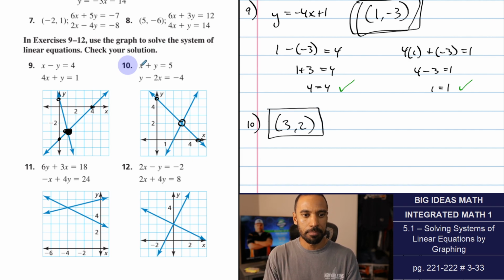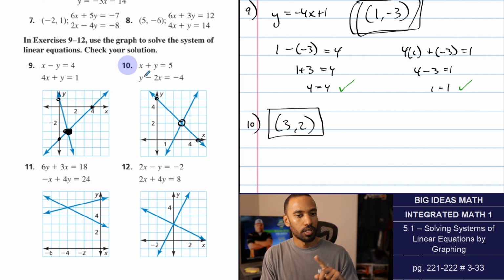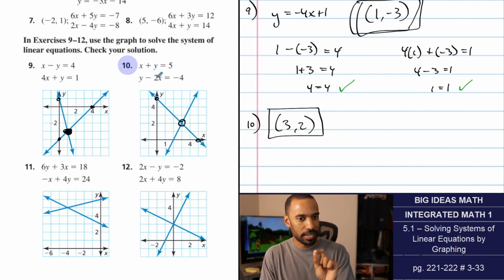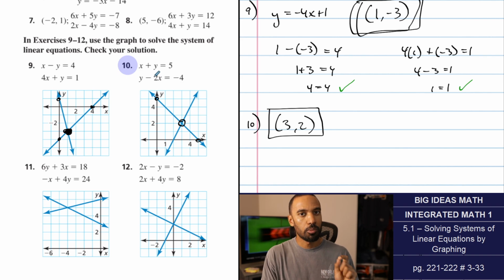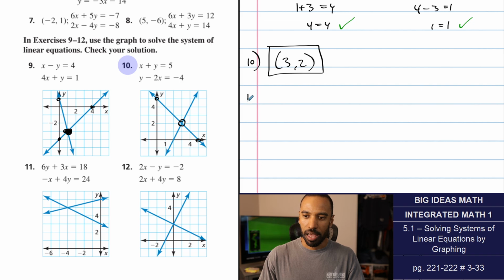Let's do this one mentally this time. 3 plus 2 is 5. 2 is for y first. So 2 minus 2 times 3, 6. 2 minus 6 is -4. That equals -4. Okay. All right, number 11.